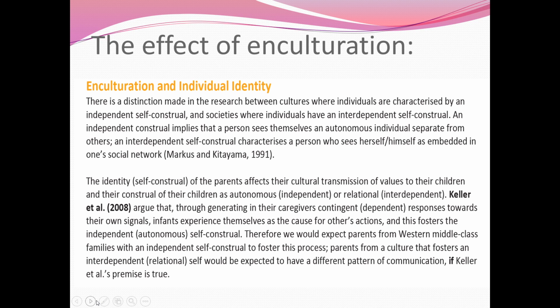So that's independent self-construal, and societies where individuals have an interdependent self-construal. So an independent construal implies that a person sees themselves as an autonomous individual. Autonomous means I make my own decisions, I control what I do, I make my own way in life. So an autonomous individual separate from others. An interdependent self-construal characterizes a person who sees herself or himself as embedded in their social network.